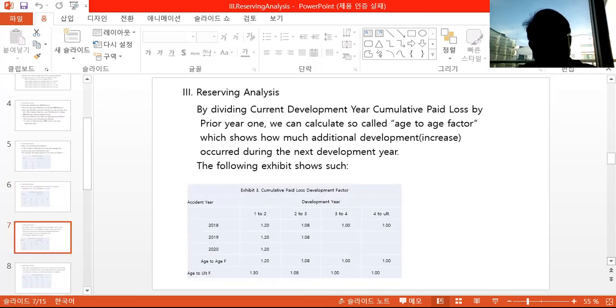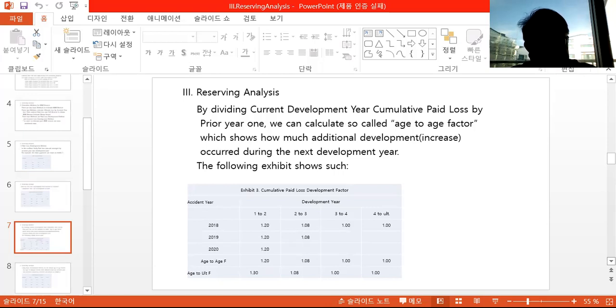And then by dividing the current development year cumulative paid loss by the prior year's, we can calculate the so-called age-to-age factor, which shows how much additional development or increase occurred during the next development year. The following exhibit shows those development factors by accident year and development year. Because I arbitrarily made it so that the same development year produces the same factor.